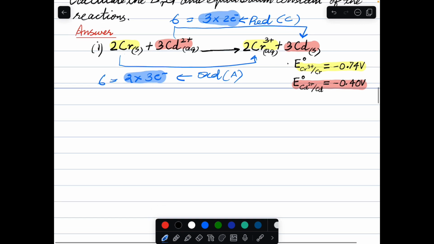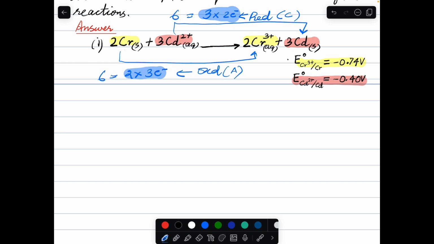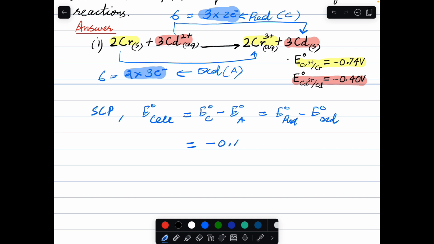Now come to the calculation part. We will calculate the standard cell potential, which is written as E0 cell, and this is equal to E0 cathode minus E0 anode. Or if we have written the equation like this, we can write here E0 for reduction minus E0 for oxidation. Okay, so we will write down the values here. For your cathode or for reduction, the value is minus 0.40 volt.